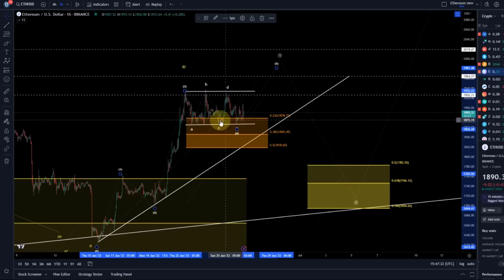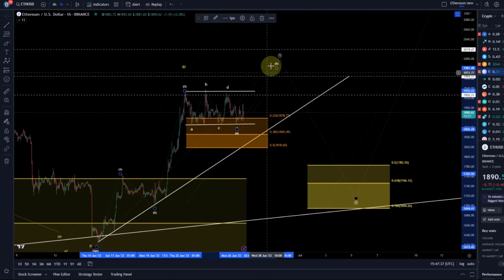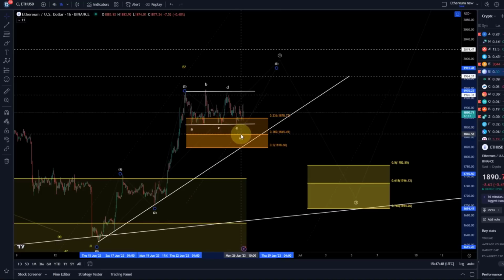So the relevant invalidation point for this Elliott Wave triangle, which would be expected to break to the upside, is at 1866. A break below that will cause price to retest either 1845 or 1818. Then we would get a deeper wave 4.